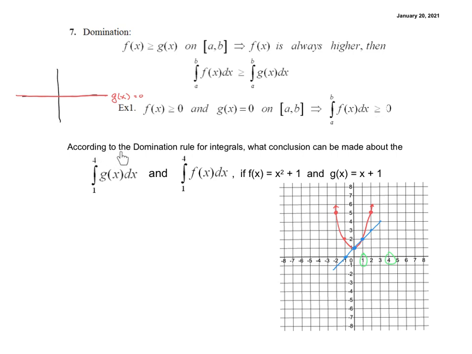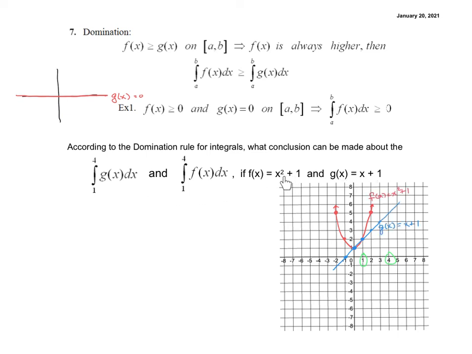So let's take a look at this one. According to the dominance rule for integrals, what conclusion can be made about the integral from 1 to 4 of g of x dx and the integral from 1 to 4 of f of x dx if f of x is x squared plus 1 and g of x is x plus 1?